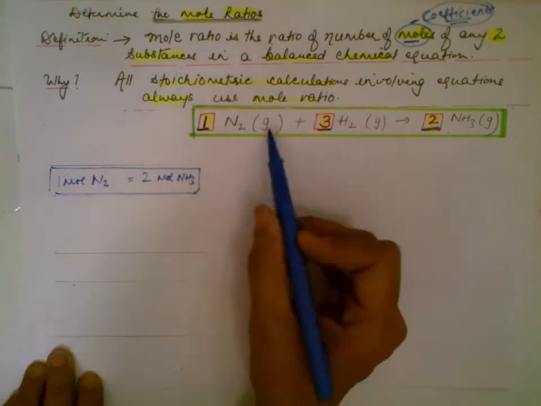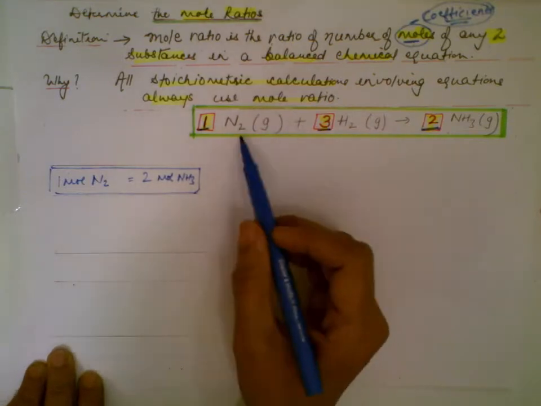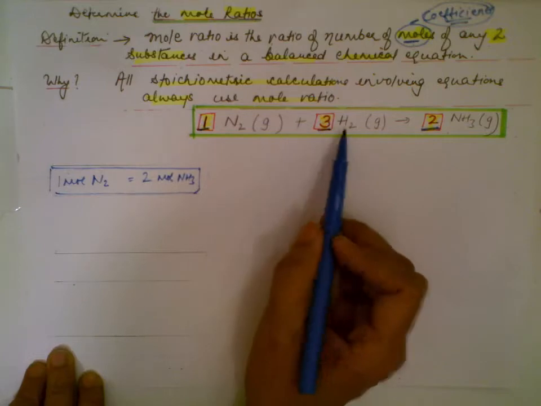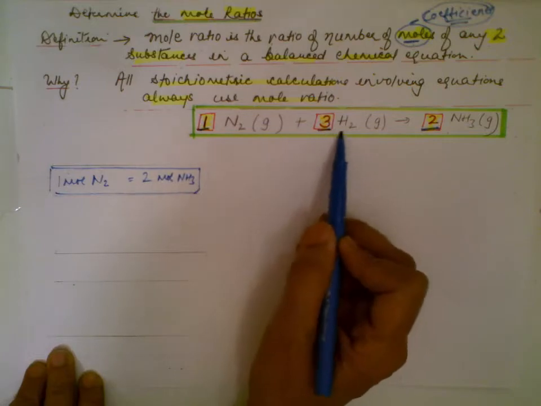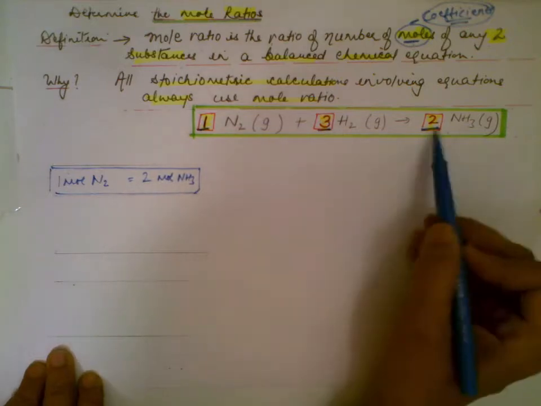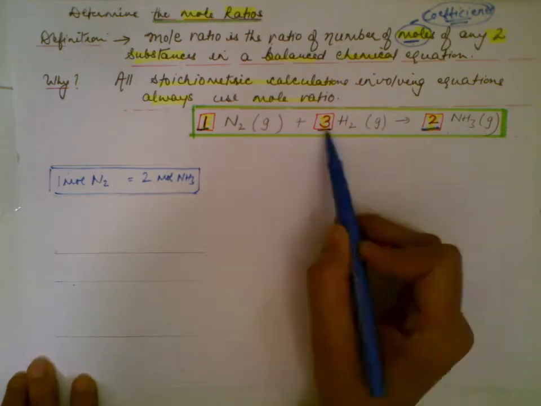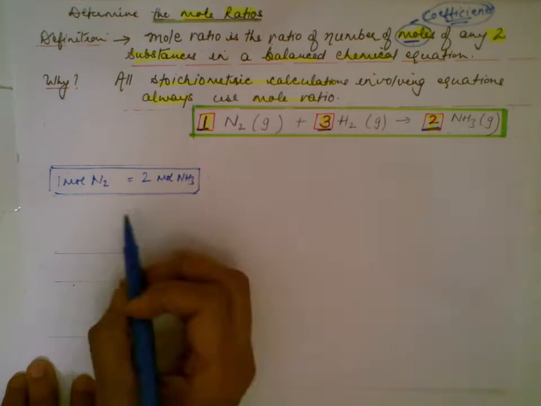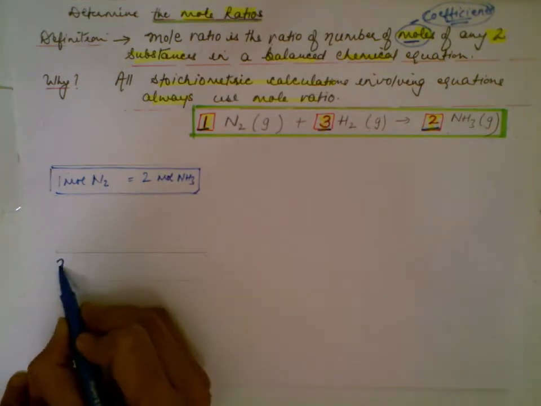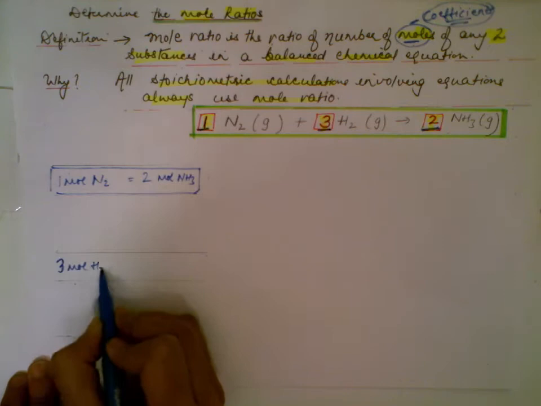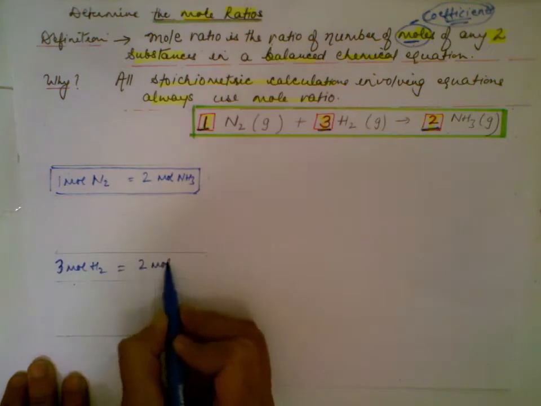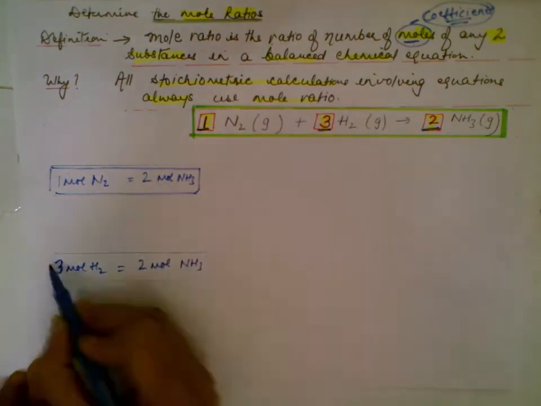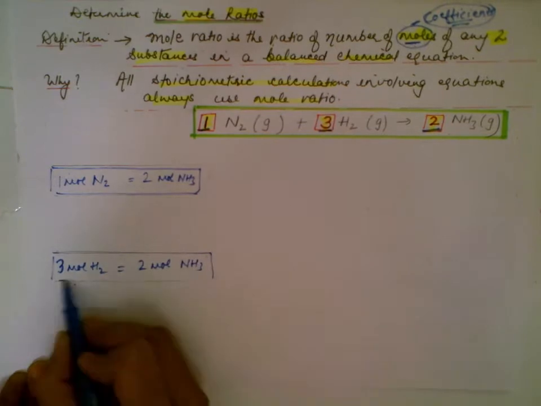Similarly here, another truth. What is another truth from here? This equation is for every 3 moles of hydrogen consumed, 2 moles of ammonia are produced. So you see how these moles are showing the relationship between the products and the reactants. So I'm going to write here, for every 3 moles of hydrogen consumed, 2 moles of ammonia are produced. So this is another equivalent.